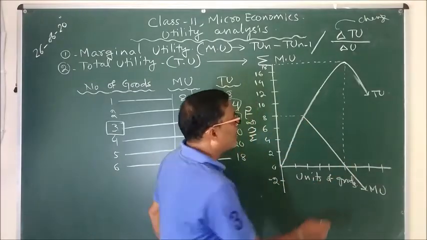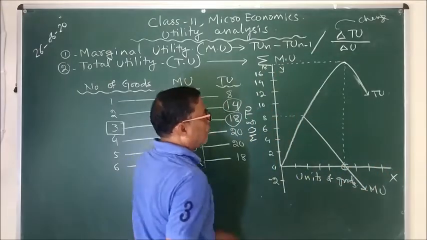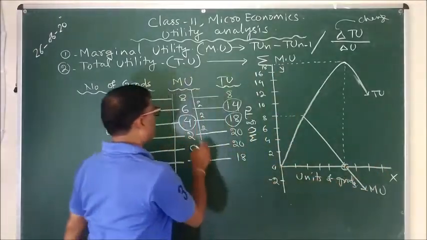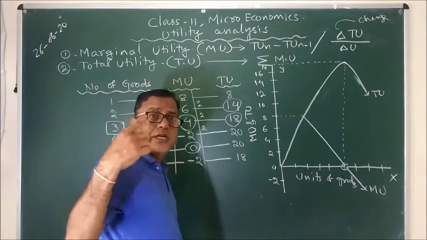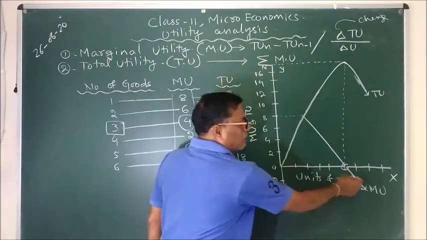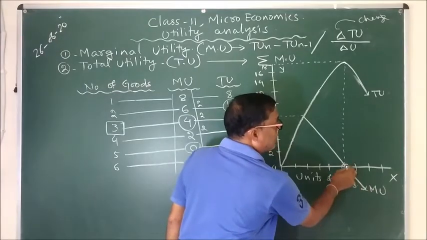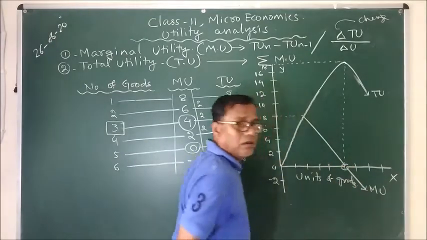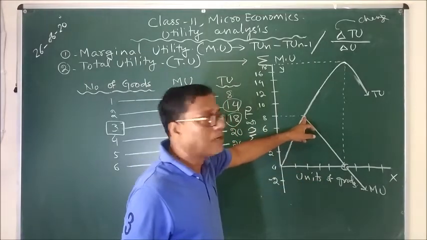And here when it touches the x-axis, MU becomes 0, and if we continue to consume further, then MU becomes negative, and the marginal utility curve goes beyond the x-axis, that is below the x-axis. So this is the nature of the marginal utility curve.